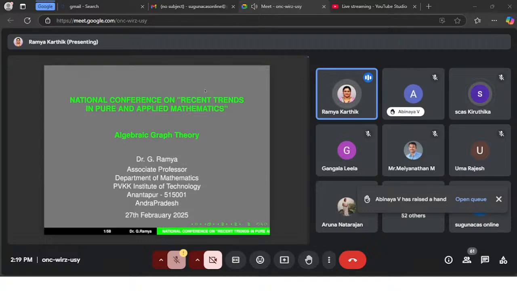So good afternoon to everyone present here. I'm delighted to be a part of this national conference on recent trends in pure and applied mathematics. And first of all, thanks to Kritika madam for your kind introduction. I truly appreciate your warm words, ma'am. And also it is a pleasure to be here today and to share my thoughts on algebraic graph theory.